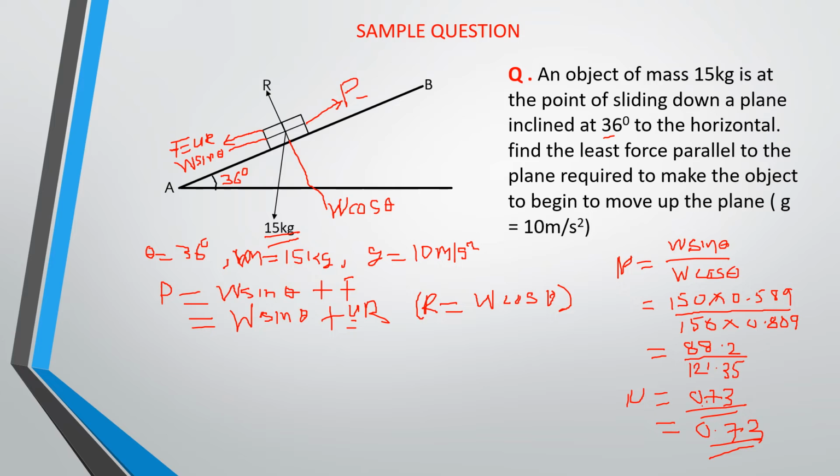So having gotten this, you can now substitute all your values into this particular equation. W sin theta is already here. You already have it here.